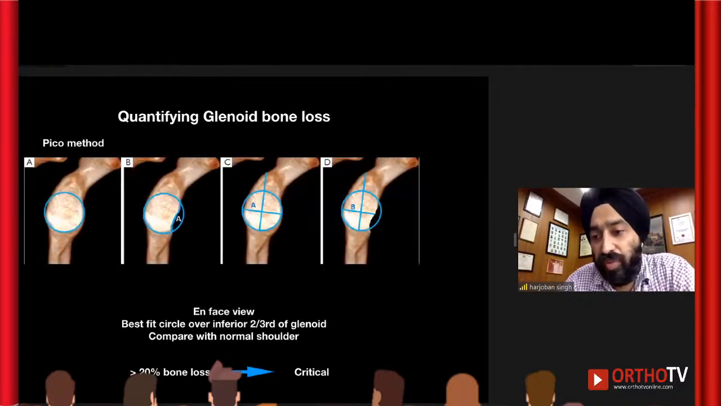So there are different methods of assessing glenoid bone loss. One is this PICO method, where we take an en-face view of the CT scan and you draw a best fit circle over the inferior 2/3 of the glenoid. And you compare this with the opposite normal shoulder and assess the percentage of bone loss. And more than 20% bone loss is seen as critical bone loss.